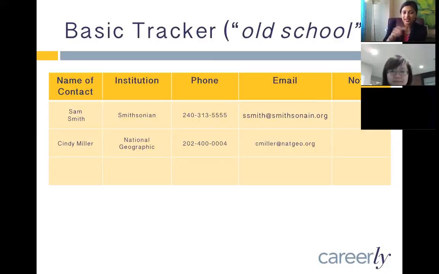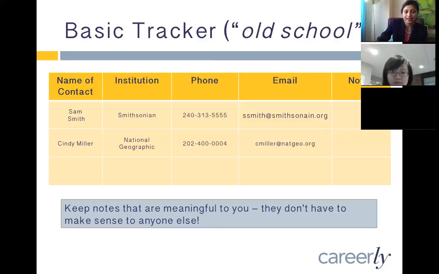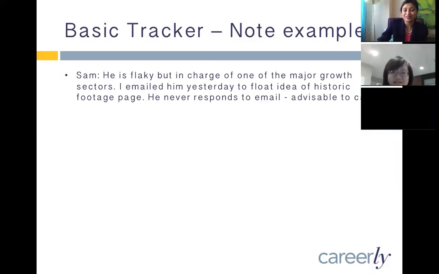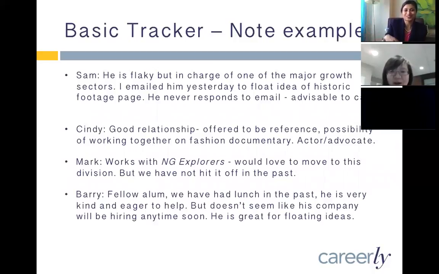Okay. And so there's actually another student of mine, who just after she graduated was in her first job. And I like to say you have to keep your notes meaningful to you, right? They don't have to make sense to anybody else. They just have to make sense to you, right? So I love her notes. I always share this with students.